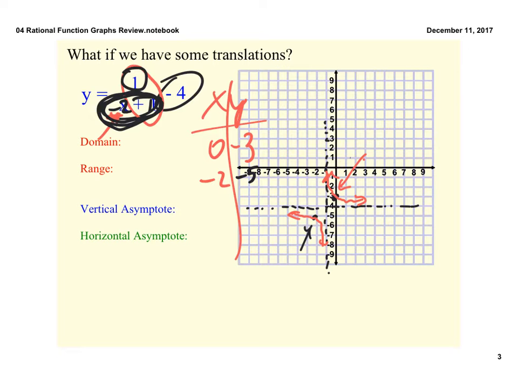So then we should talk about domain and range. Domains, you know how they look like this, negative infinity to positive infinity, except if there's something that doesn't work. In domain, it's about the x. As I move from left to right, is there some x number that won't work?